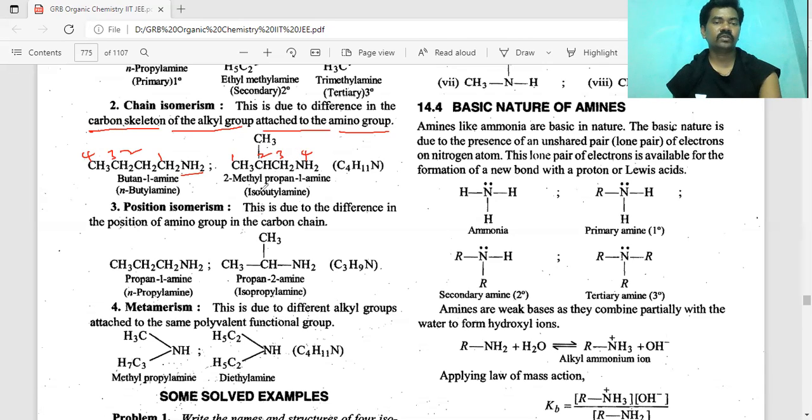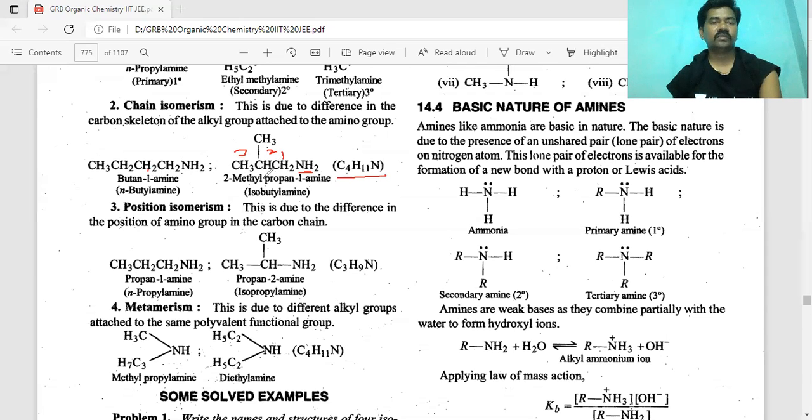Sorry, from here, 1, 2, 3. So 2-methylpropan-1-amine. This is chain isomerism, just the parent chain or carbon skeleton difference. This is a simple chain, there is no branching. Here there is a branching. This is chain isomerism. The molecular formula is the same in both these compounds.